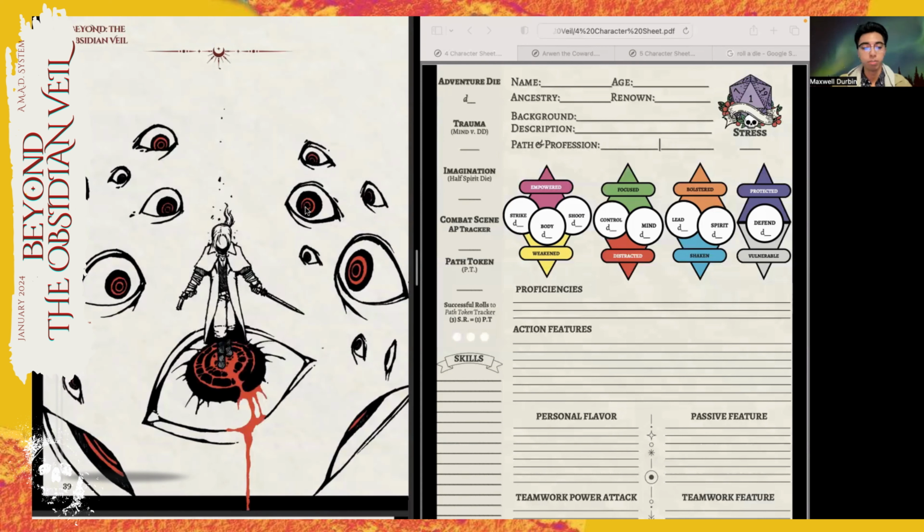You'll see that there is an age option here, renown. There's an option to write a description. We're going to be looking at some imagination tables. These are rollable tables that you can simply decide based on what you roll. I added a combat scene AP tracker.